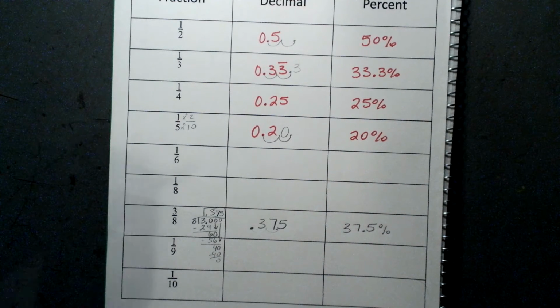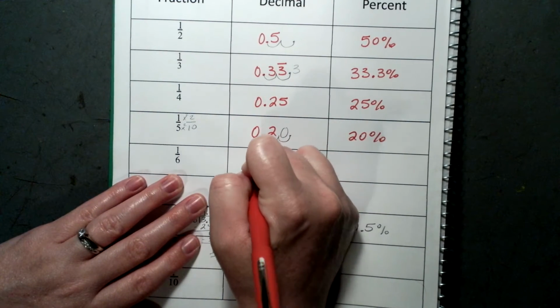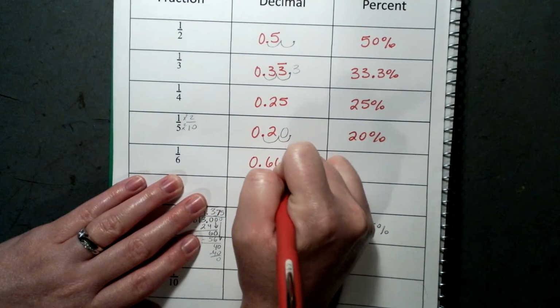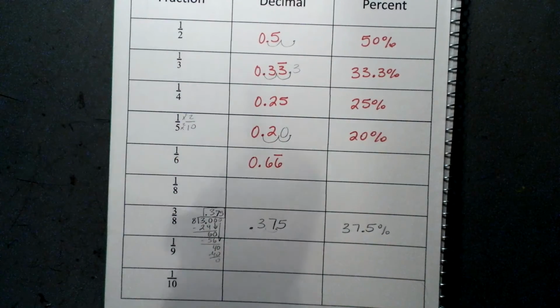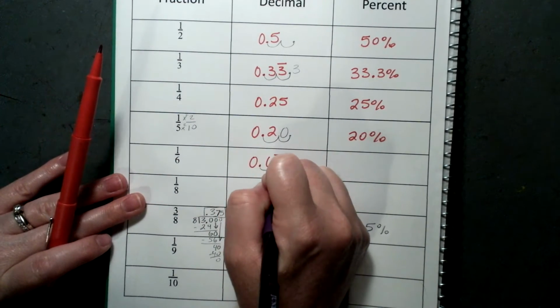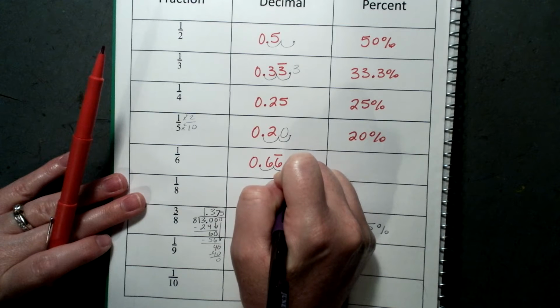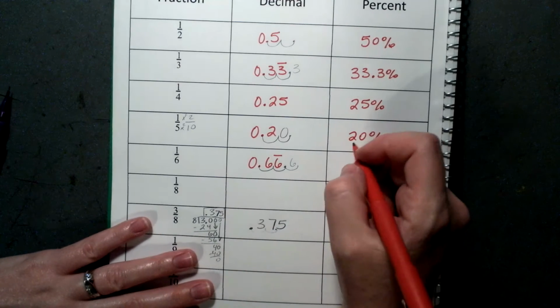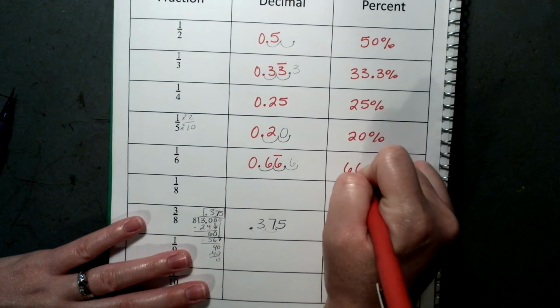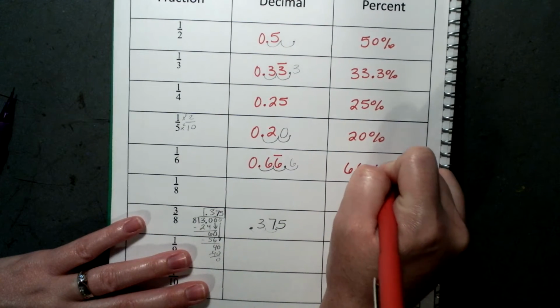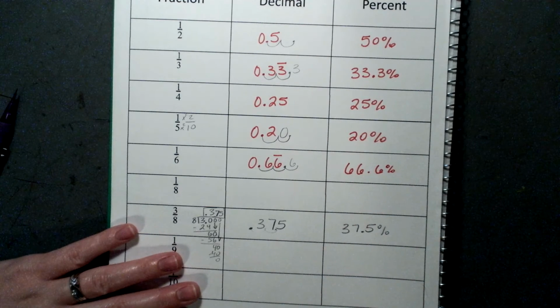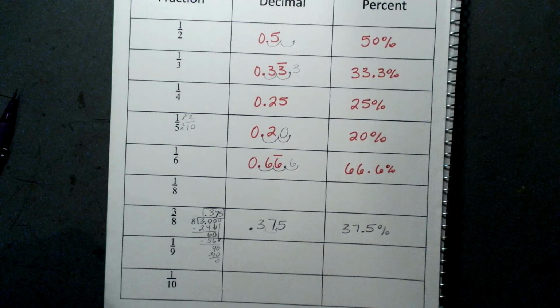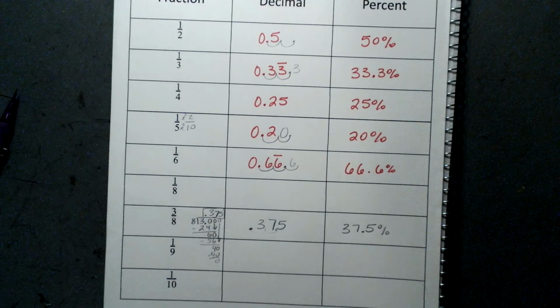1/6 should be 0.66 repeating. So remember, again on this one, when I move my decimal 2 places to the right, I'm going to add one more little bubble and put another 6 in there past that decimal point since it's repeating. So it should be 66.6%. I'm sorry, 1/6 is not 66.6%. That's 2/3 is 66.6%. Let me redo that one real quick.